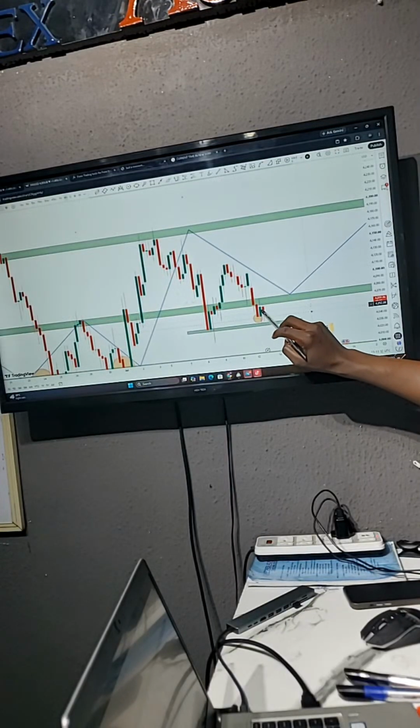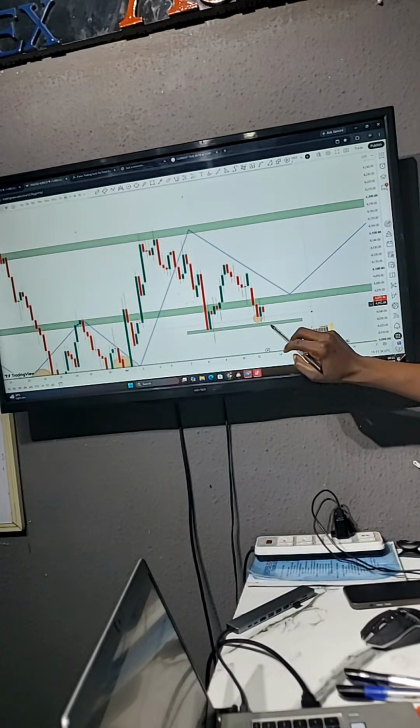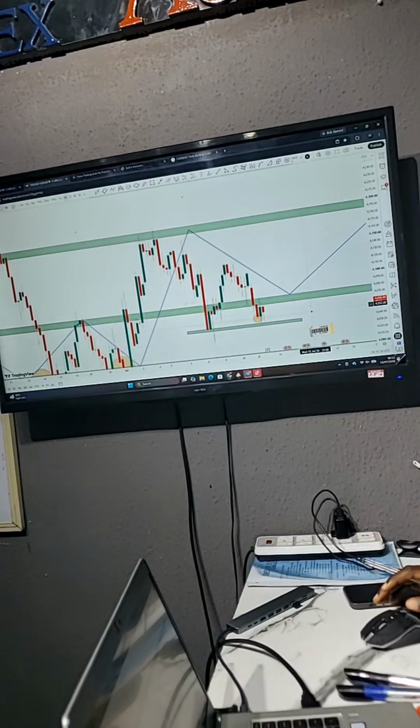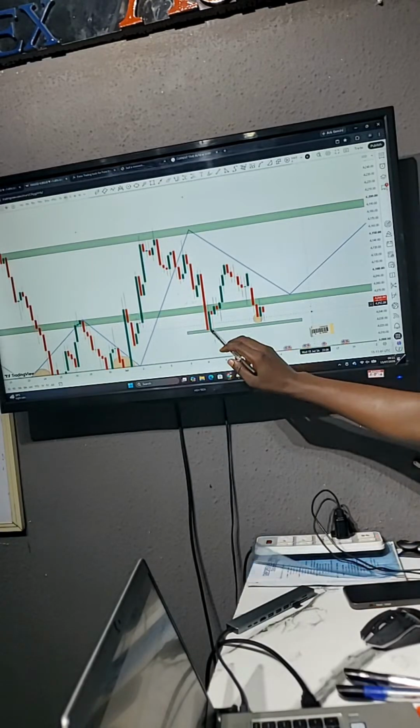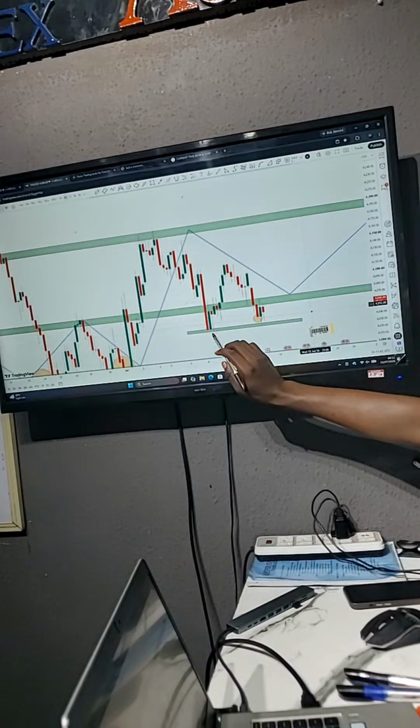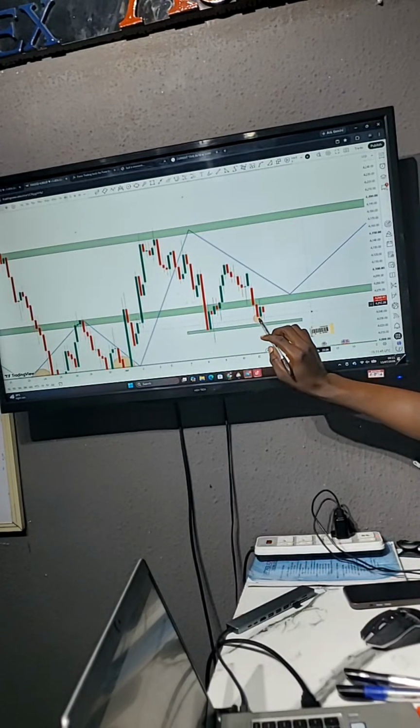This is a tweezer bottom. You see the current market, they go up. Yeah, it's a tweezer bottom. You know why? Because of these two pin bars.